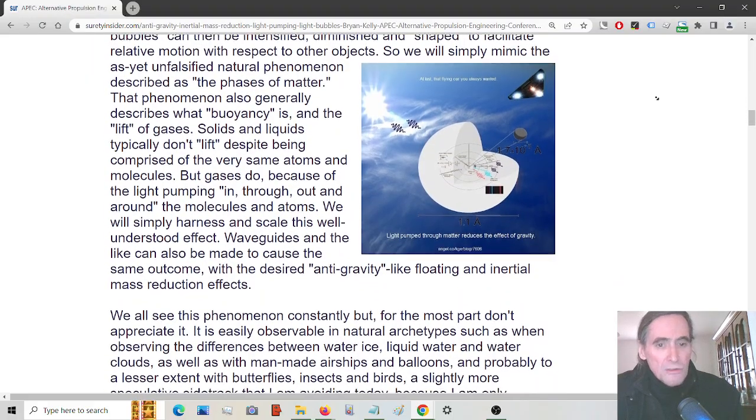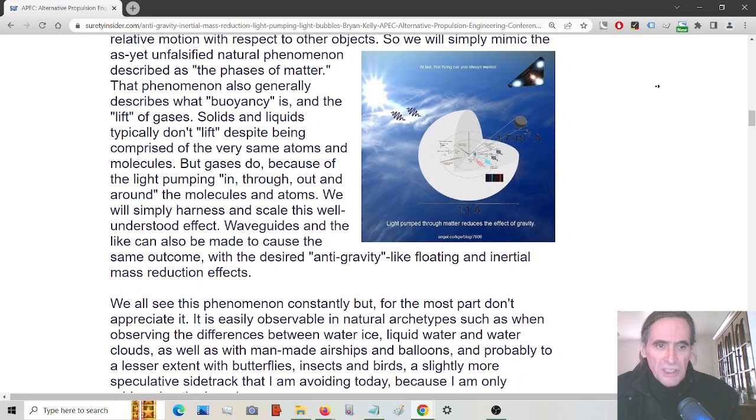That phenomenon also generally describes what buoyancy is and the lift of gases. Solids and liquids typically don't lift despite being comprised of the very same atoms and molecules, but gases do because of the light pumping in, through, out, and around the molecules and atoms. We will simply harness and scale this well-understood effect. Waveguides and the like can also be made to cause the same outcome, with the desired anti-gravity like floating, and inertial mass reduction effects.